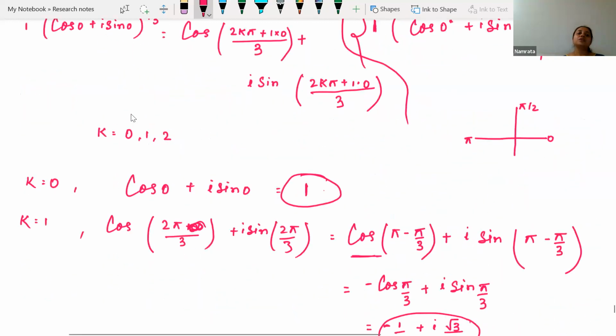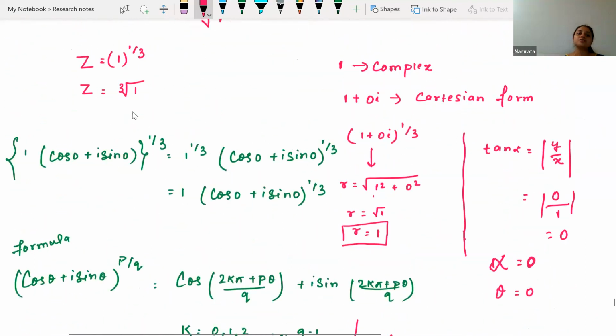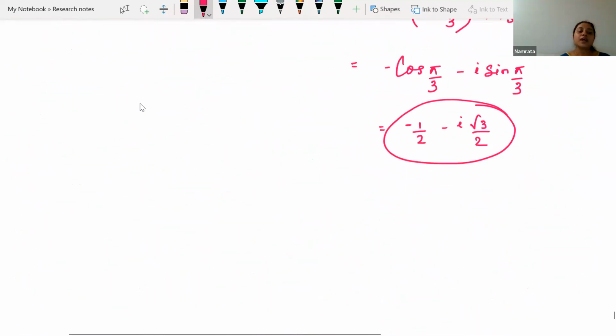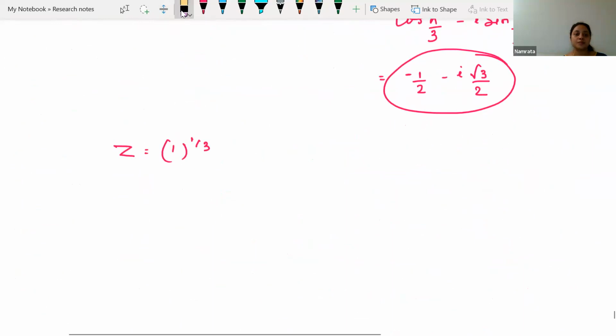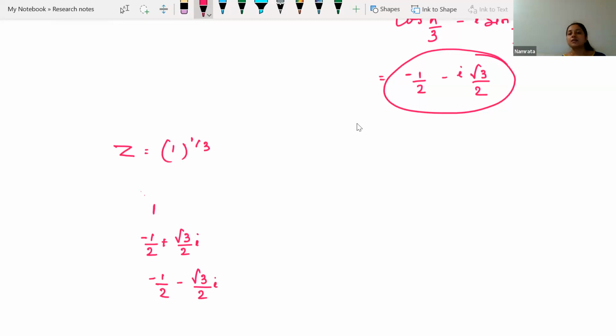So when we were having z is equal to 1 to the power 1 by 3, we got three values, and those values are 1, what else? -1 by 2 plus √3 by 2 times I, and another one is -1 by 2 minus √3 by 2 into I. These are the three values which we got when we solved the cube root of unity.